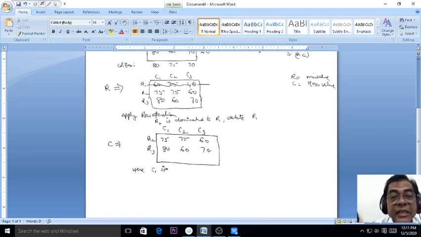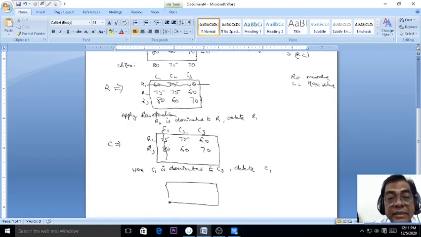So here C1 is dominated by C3. So delete C1, because in the column we select the maximum values. Remove this like this. So what are the next values here? A 2 by 2 matrix: 75, 60, 60 and 70. Okay, 2 by 2 matrix.